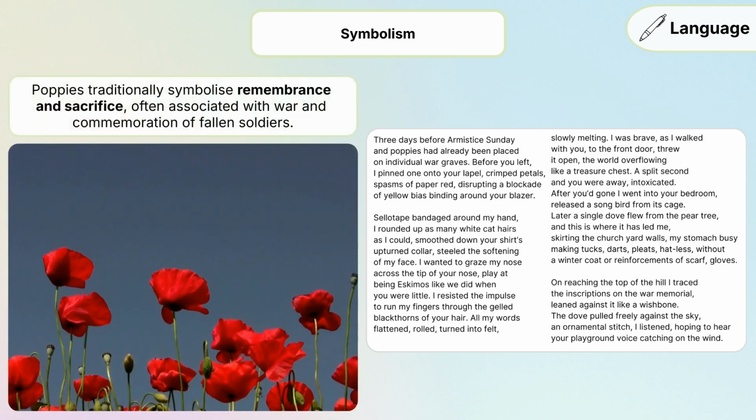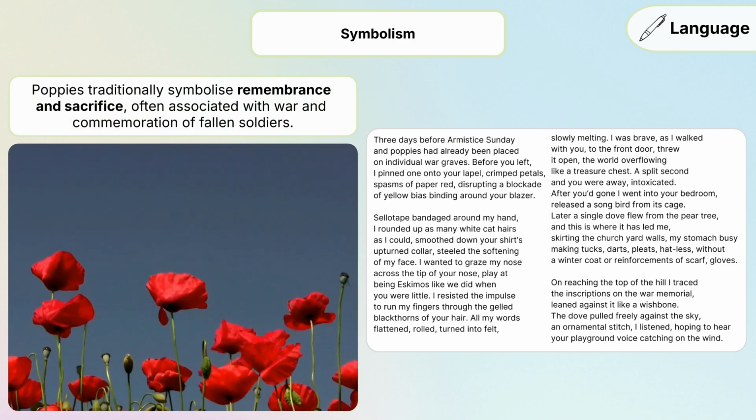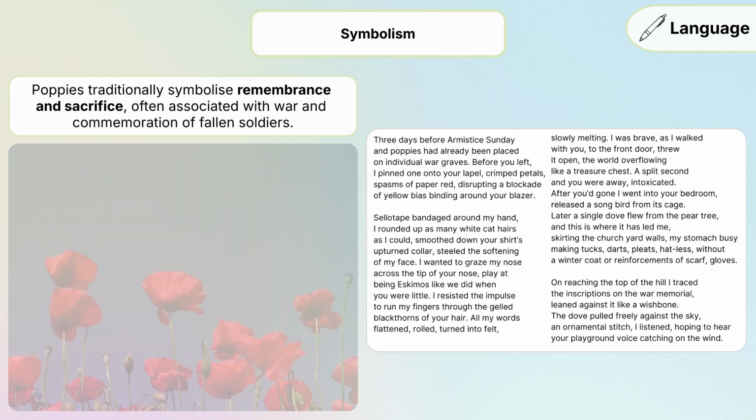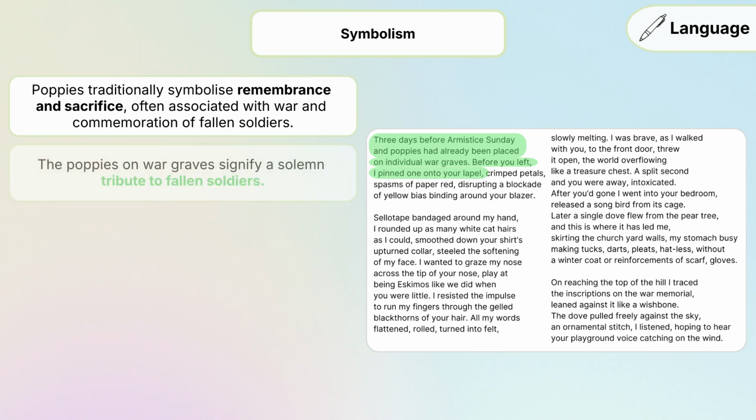Poppies traditionally symbolize remembrance and sacrifice, often associated with war and commemoration of fallen soldiers. This is evident in the quote, "3 days before Armistice Sunday and poppies had already been placed on individual war graves. Before you left, I pinned one onto your lapel." The poppy symbolizes remembrance and commemoration of those who have died in war. In this quote, the poppies on war graves signify a solemn tribute to fallen soldiers.